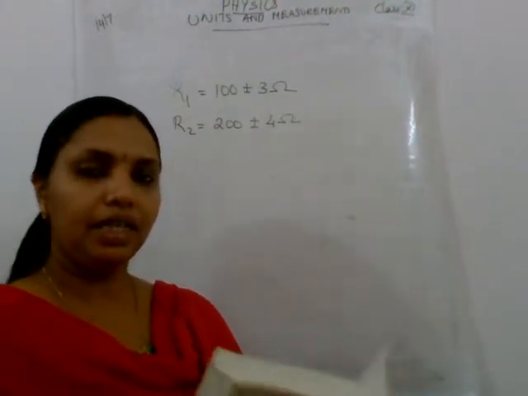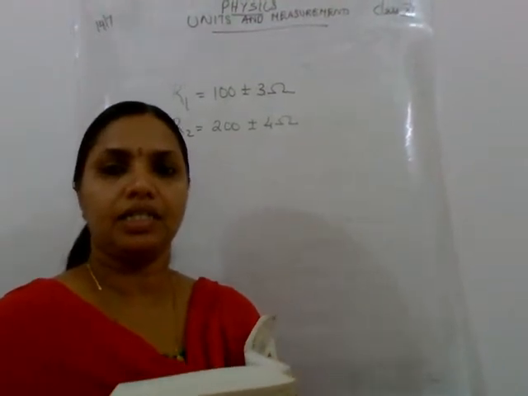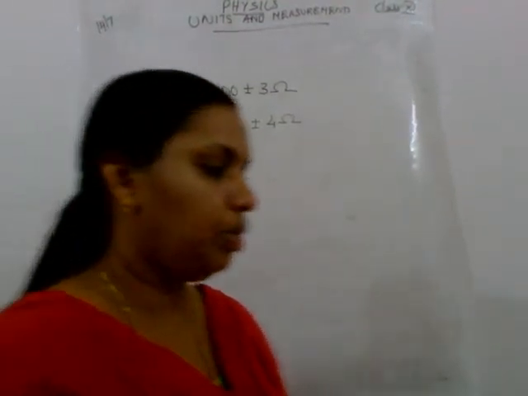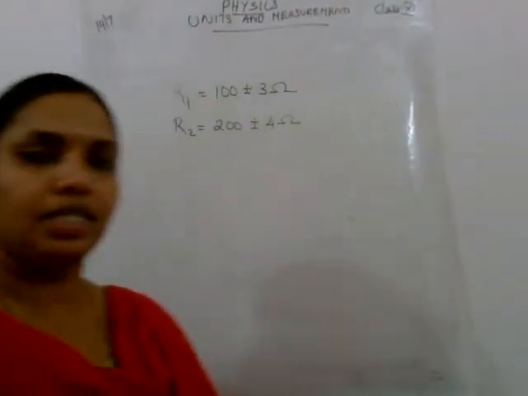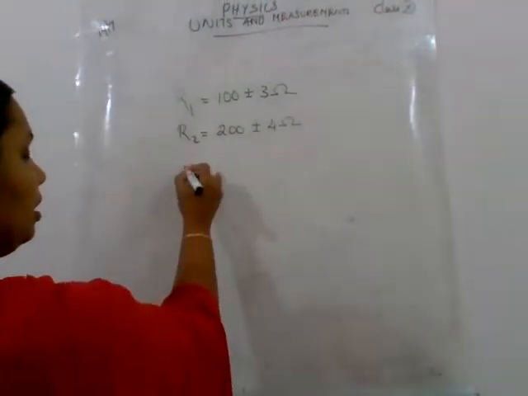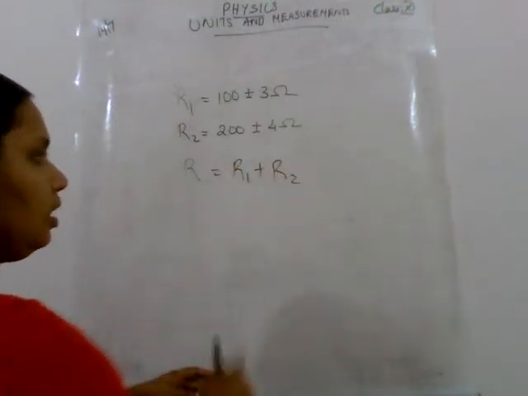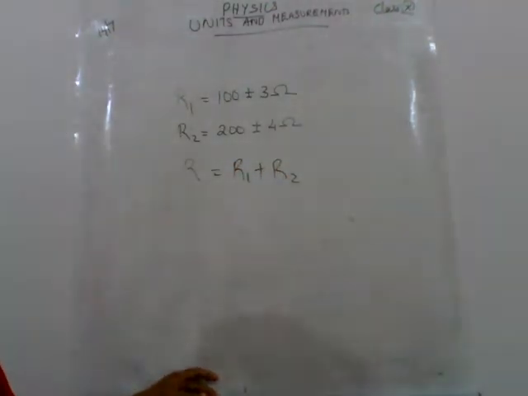What is their equivalent resistance? That is the question. So how will you do it? What is the equivalent resistance when two resistances are connected in series? That is R is equal to R1 plus R2. Isn't it?